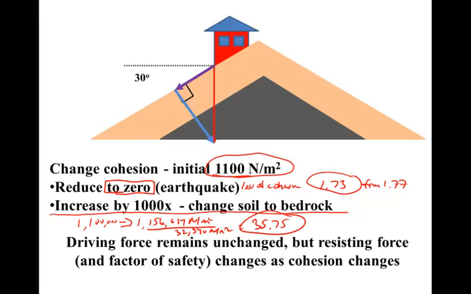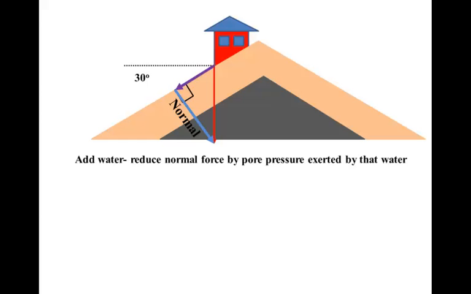A slope composed of solid rock is a lot more stable than a slope composed of loose soil or sediment because the cohesion of rock is much higher. What about adding water to the slope? When we add water to the slope, what we're doing is reducing the normal force by an amount equal to the pore pressure exerted by that water. In other words, we're reducing the normal force by an amount equal to the force exerted by having our pore spaces filled with water rather than air when the slope material is dry or unsaturated.